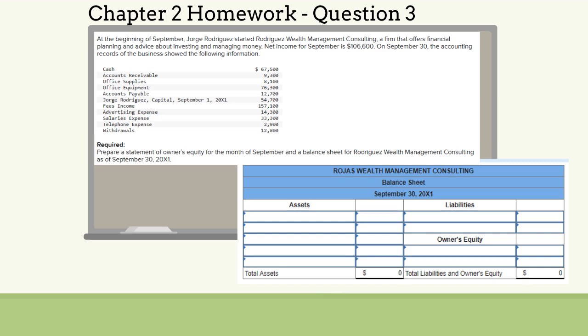Now, we're ready to prepare the balance sheet. Please look at the listing of accounts again. Which accounts belong on the balance sheet? Which ones are assets, things that the company owns? And which ones are liabilities, things that the company owes? Don't forget to enter the ending capital balance that you calculated in the prior step. And please remember that your accounting equation must still hold true: assets equals liabilities plus owner's equity.